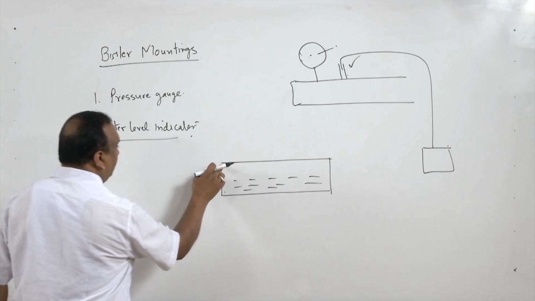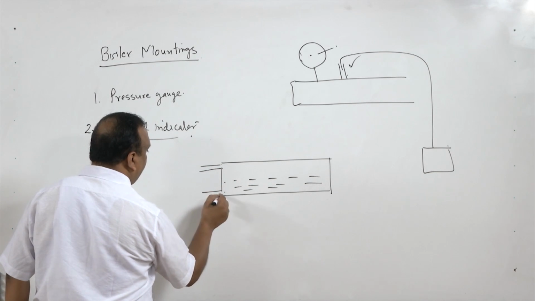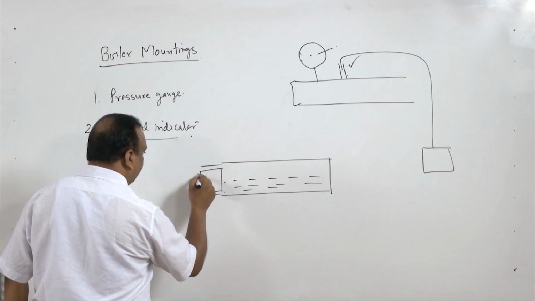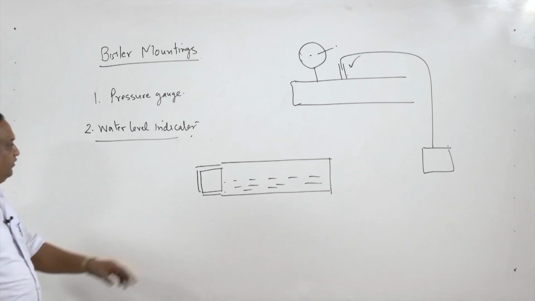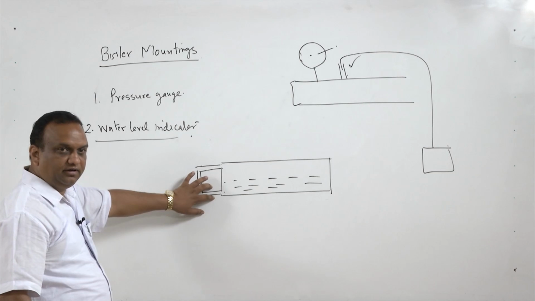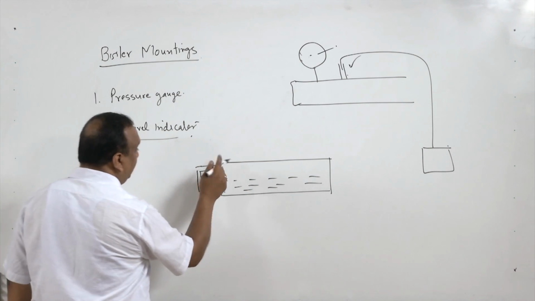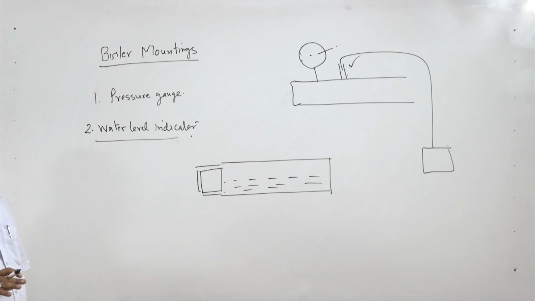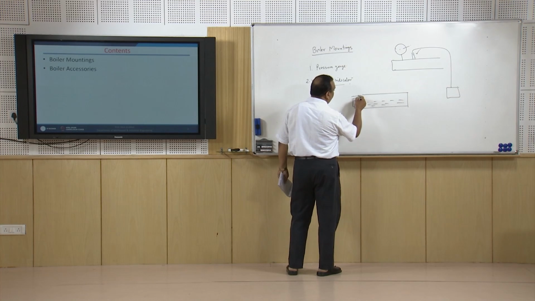A pipe is connected from the top and the bottom, and at the end of the pipe there is a glass tube. I am showing you only a schematic arrangement. In the actual arrangement you will find a valve here; it's not that simple. But here I am giving a schematic representation so that you can understand how a water level indicator works in a system. So this is attached to the system. Here there is a valve to close supply, here also there is a valve, and this is a glass tube.